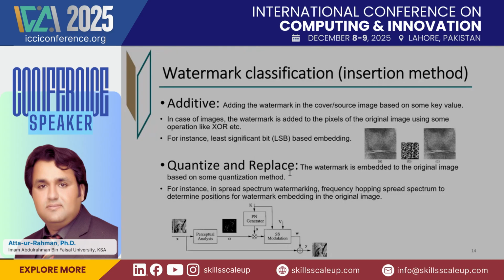perceptual quality overall. When we talk about quantize and replace, this is somewhere we actually are flexible in embedding. So the watermark is embedded into the original image based on some quantization method. For instance, spread spectrum watermarking, frequency hopping spread spectrum to determine position for watermark embedding in the original image. So this is normally done in a quantize and replace way.